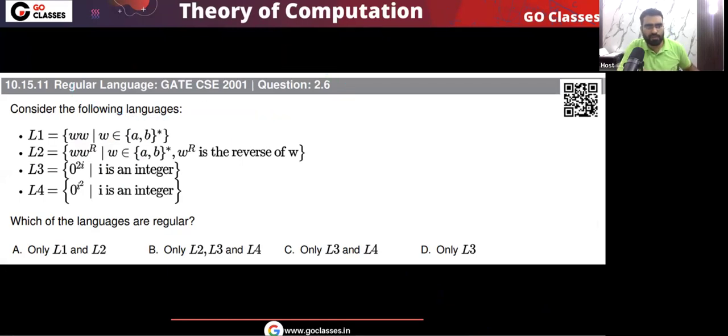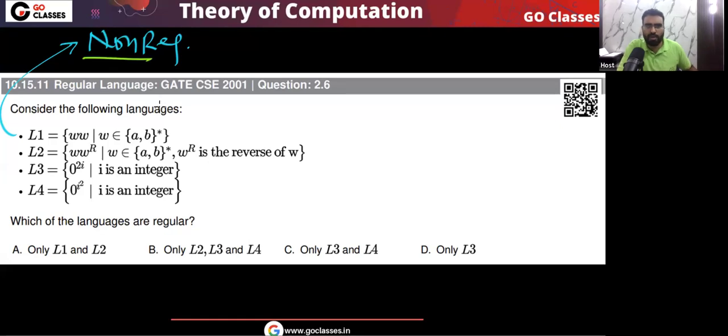Let's solve this GATE 2001 question. Which language is regular? The question has given four languages, and which of them is regular? Let's look at the language L1. Language L1 is WW. This is non-regular. Yes or no? Language L1 is non-regular. We have already seen in the previous lecture.